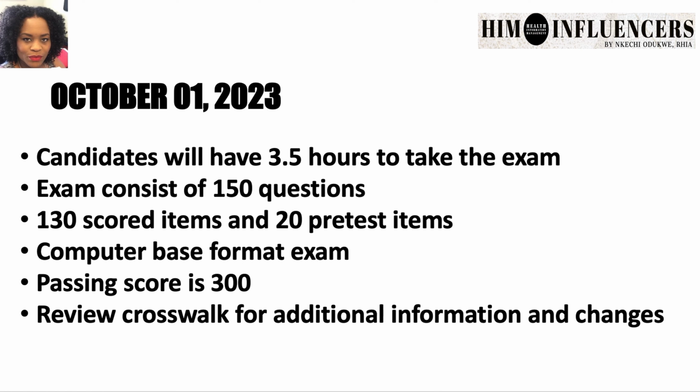The exam consists of 150 questions: 130 scored items and 20 pre-test items. Now, we know it's a computer-based exam, so you're going to have to go to the testing center to take your exam. Passing score is 300, and also make sure you review the crosswalk for additional information and changes. Also remember that prior to this, the 3.5-hour exam is the new incoming time frame allotted to sit for your exam; we used to have about 4 hours.